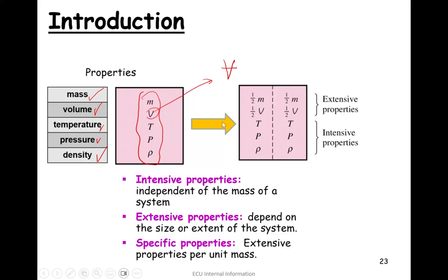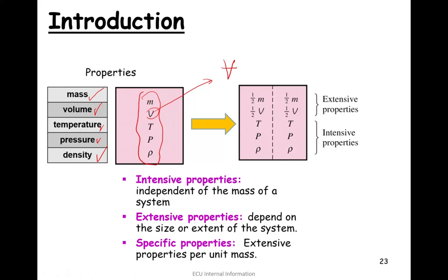For example, if we consider half mass, half volume, these are called extensive properties, but temperature, pressure, and density are called intensive properties. What we mean by intensive property is that it is independent of the mass of a system. So temperature, pressure, and density are independent of the mass of a system.